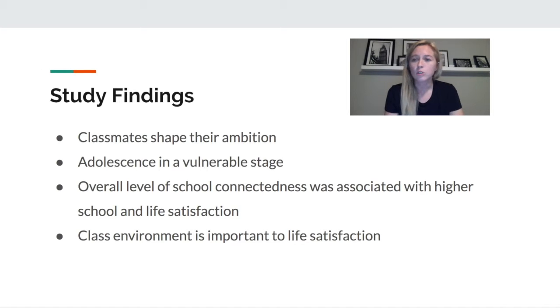This also was really interesting because it showed that higher satisfaction in school and in life came with school connectedness. If a student felt connected to the teacher, the classroom, and their school, it showed that they would have higher satisfaction in school, so they would feel better about what they did, and that would help carry on and build a higher life satisfaction.